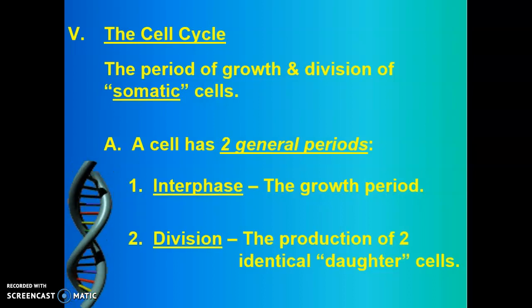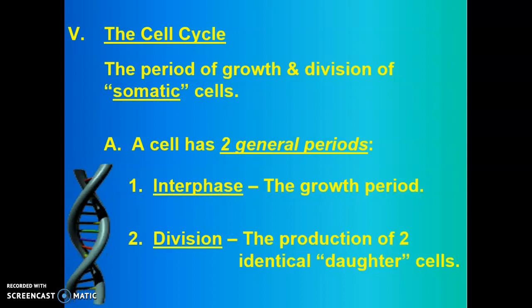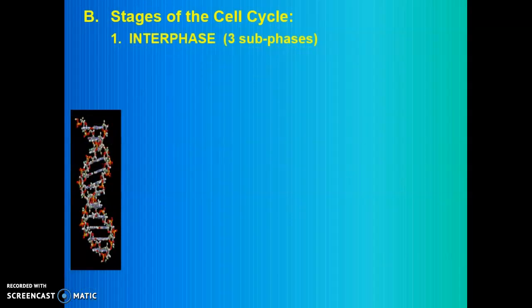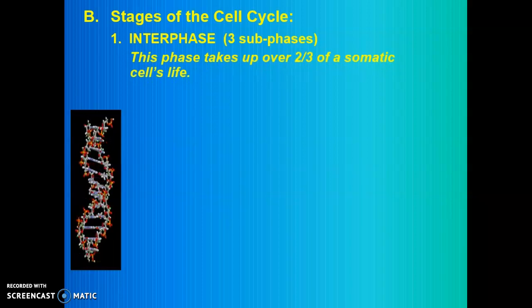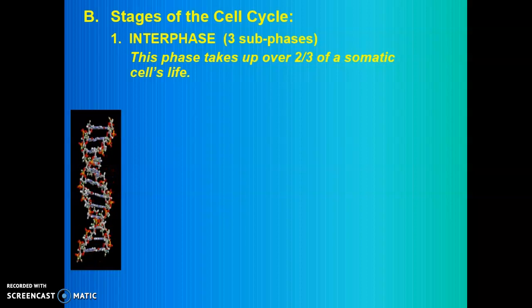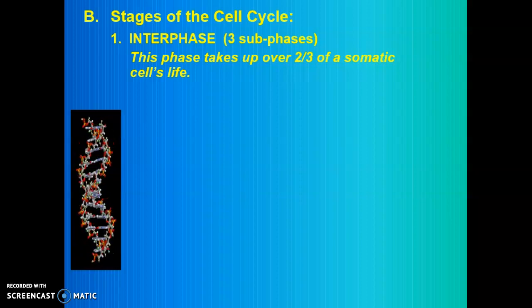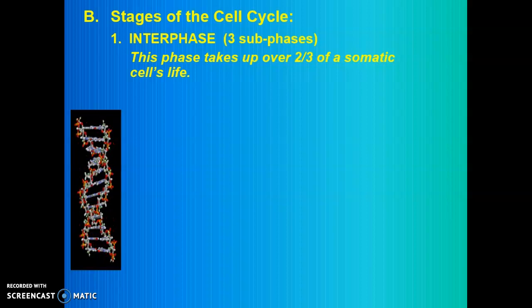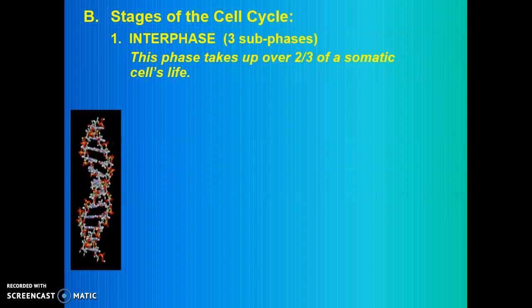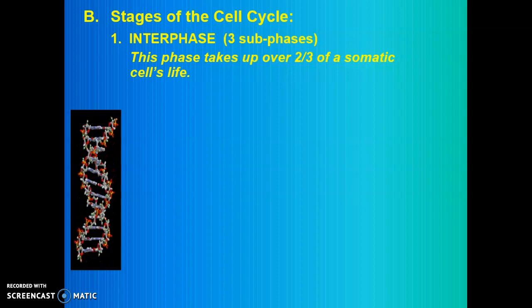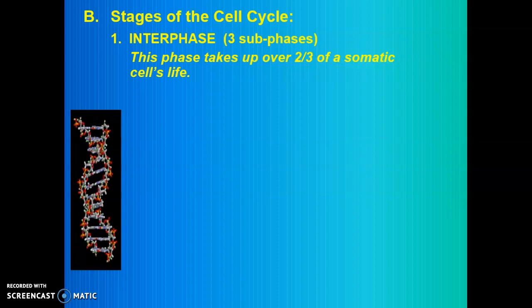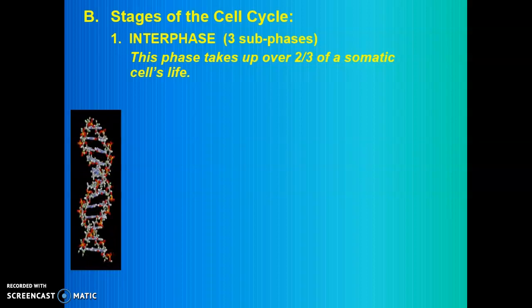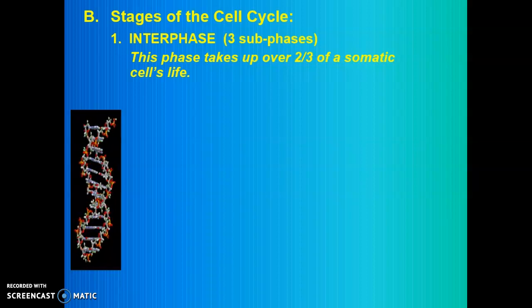Let's focus on interphase now to finish out this part of the cell cycle. Interphase is broken down into three smaller subphases that we need to keep track of. If you were to measure a cell's life as 100%, interphase takes up at least 2/3 of that somatic cell's life. So 2/3 is about 66.66%, but it could be as high as 90% of the cell's life spent in interphase, because that's when it's actually doing its job.